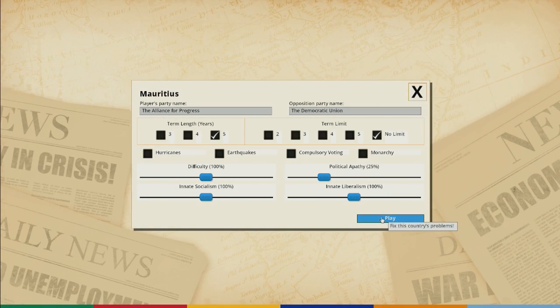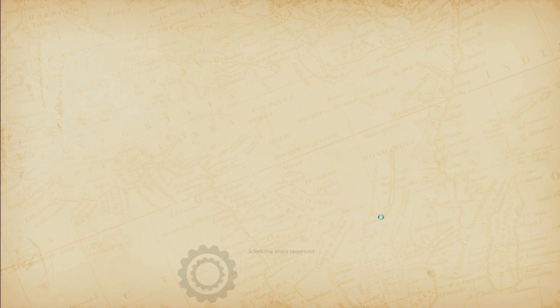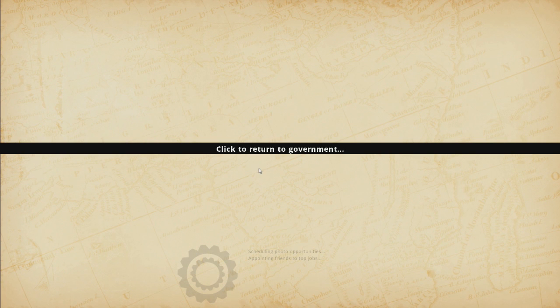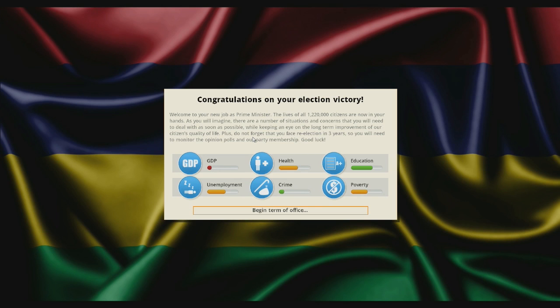You can customize the way that the simulation starts, but we're just going to use the basic configuration that the game comes with. Notice your apathy slider there. Yes, voter apathy is very important because, like I said, you only get to play the game as long as you can be re-elected. So if you can't rock the vote, yes, congratulations. 1.2 million people's lives are now in your hands. It's a small country, a small island nation off the east coast of Africa.